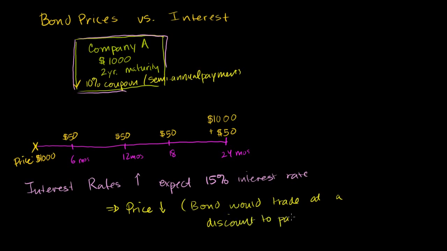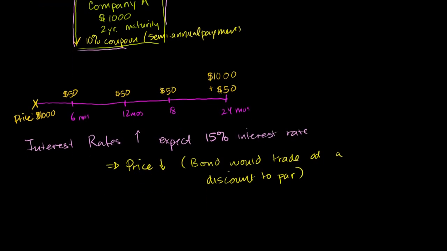Now, let's say the opposite happens. Let's say that interest rates go down. Let's say that we're in a situation where interest rates go down. So now for this type of risk, like Company A, people expect a 5% rate. So how much could you sell this bond for?